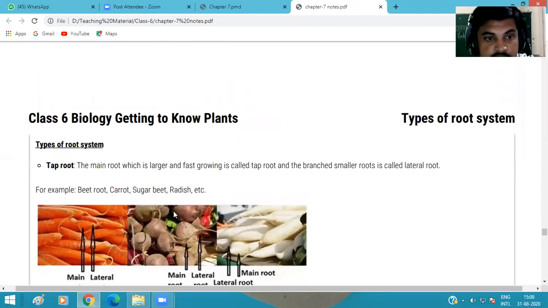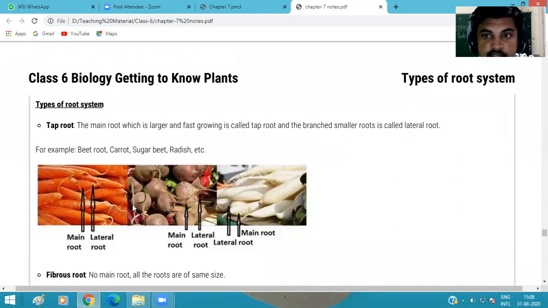So let's discuss the types of root now. First one is the taproot. Here they give some examples of taproot: beetroot, carrot, sugar beet, and radish. These are examples of taproot.